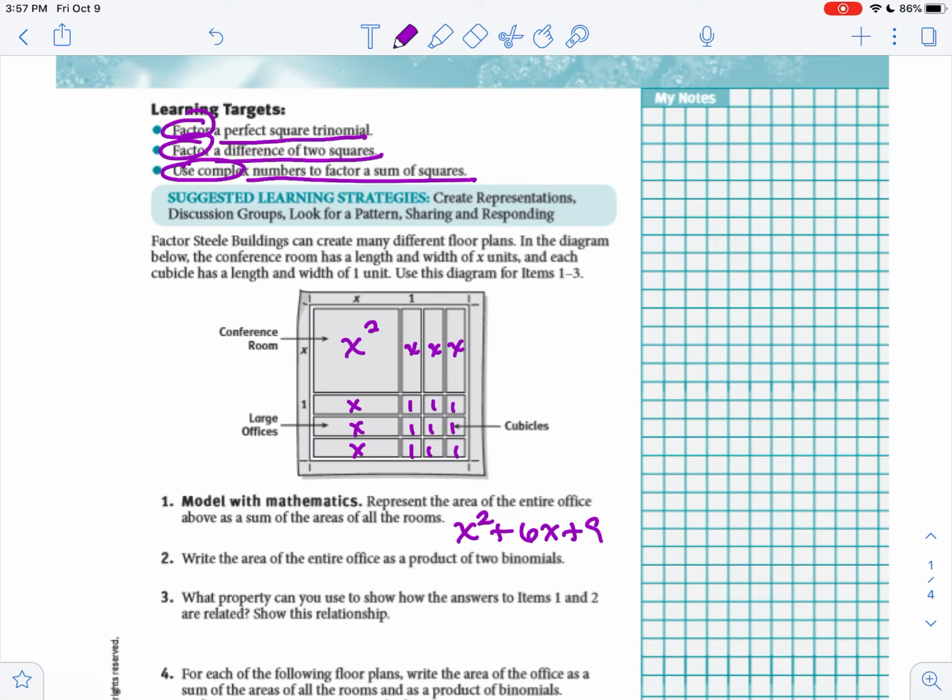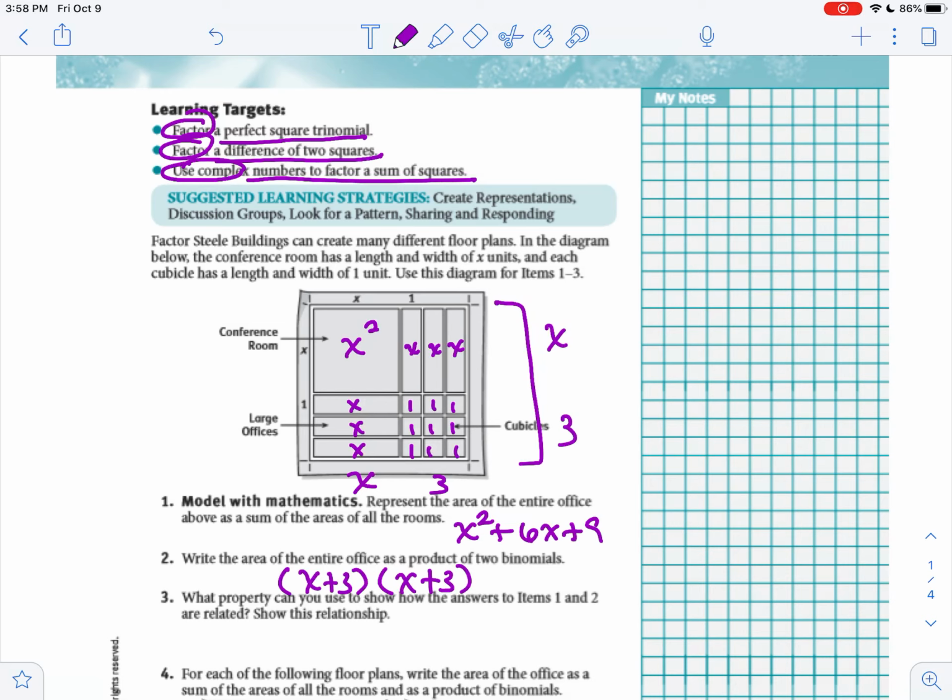Now, since we're working on factoring, we really want to represent this as a product of two binomials. So if we think about creating expressions of binomials that represent the area, we're looking at the length and the width. We can see that, across on the side here, we've got an x and 3 ones. So that's x plus 3. Well, it's the same across the bottom, so the length is going to be x plus 3 ones, so x and 3. So this actually can be expressed as x plus 3 times x plus 3.